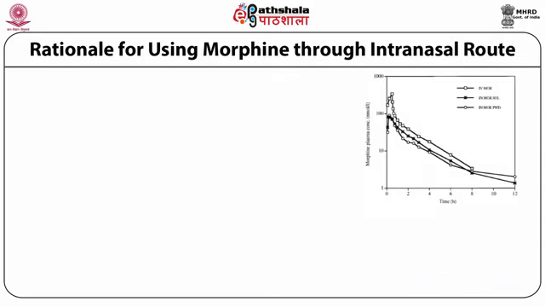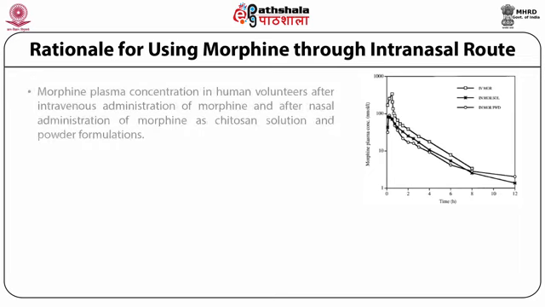The next figure in front of you shows morphine plasma concentration in human volunteers after administration of morphine as chitosan solution and powder formulations through the nasal route. Analgesic efficacy and safety of a novel intranasal morphine formulation, immediate release oral morphine, intravenous morphine and placebo in a post-surgical dental pain model were compared.